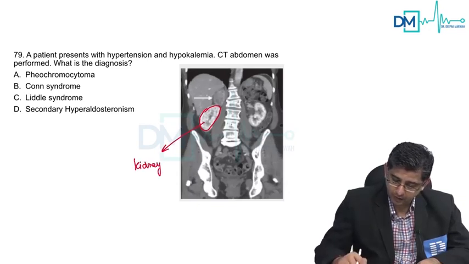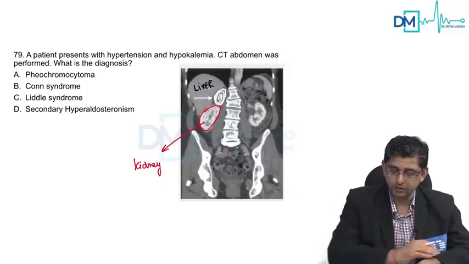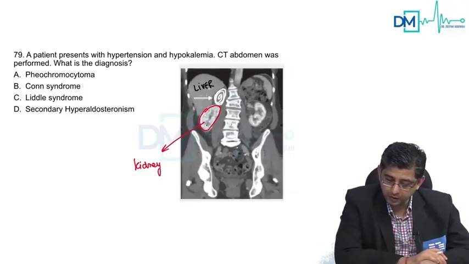Superiorly, you can see the liver. But this lesion is above the pole of the kidney. This is the lesion. It is above the pole of the kidney. So this looks like a lesion present in the adrenal gland. Now he says there is presence of hypertension with hypokalemia, and what is the diagnosis?